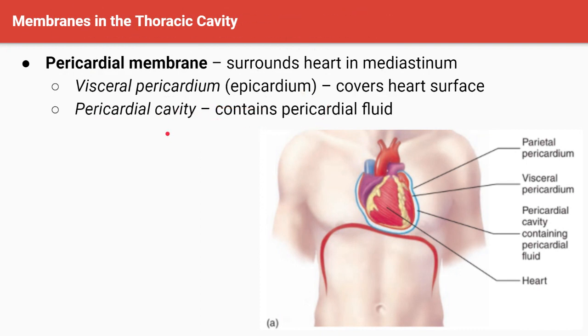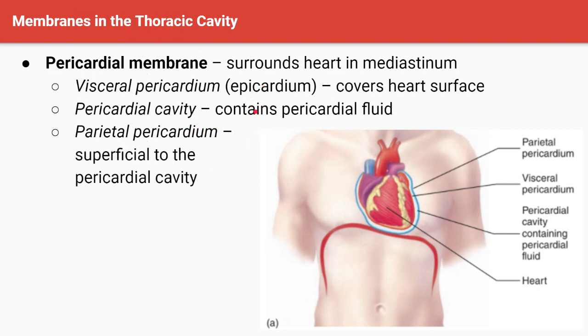I have the pericardial cavity. Let me come back to that. The parietal pericardium. Well, visceral means around the organ. Parietal, it's going to line the cavity. So the parietal pericardium, sorry, is superficial to the pericardial cavity, or farther away from the heart. So it's going to line the inside of the mediastinum. Okay. However, around the heart, we're going to see a third one here in just a minute.